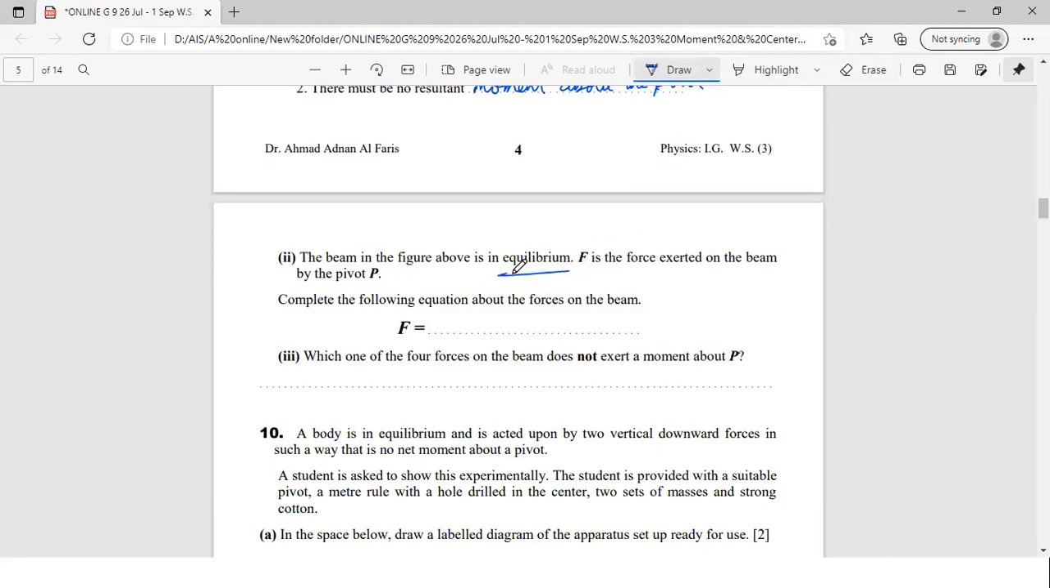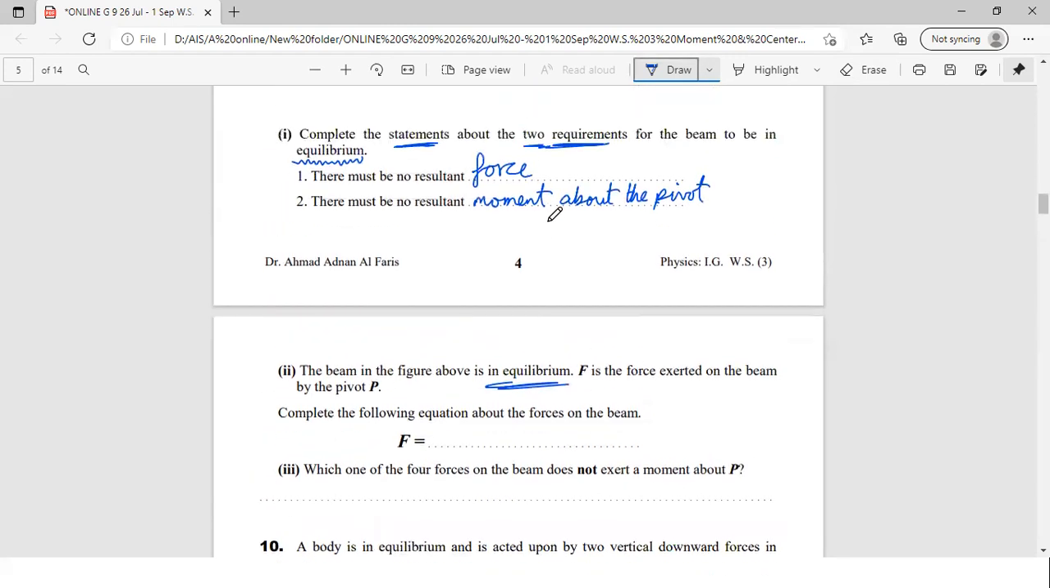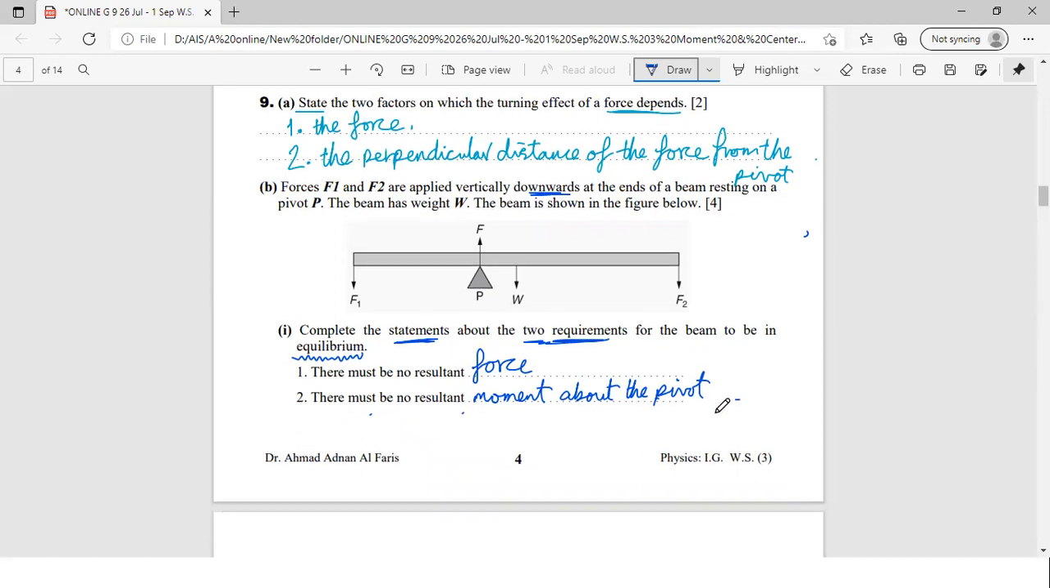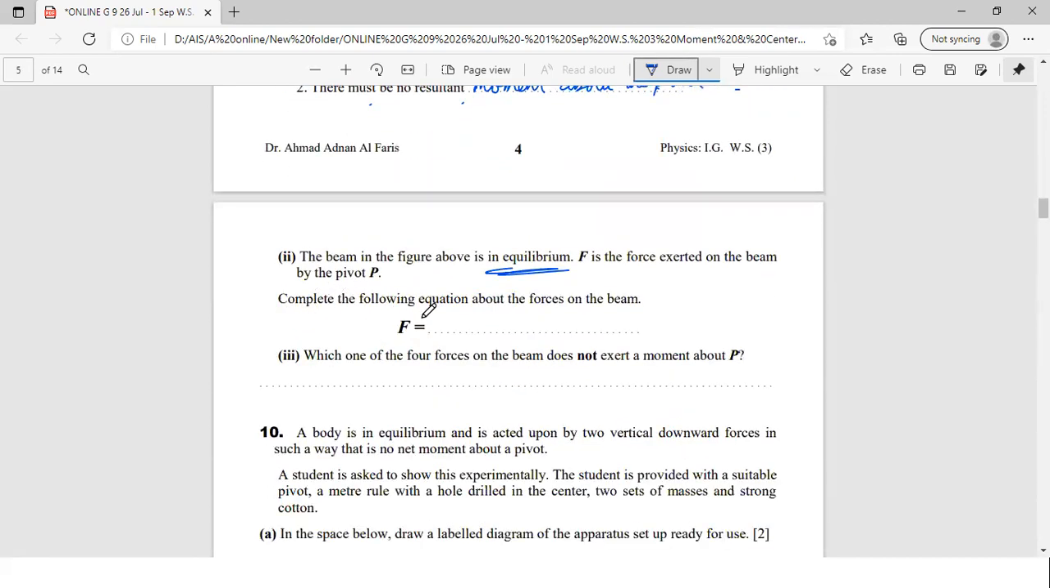طيب استفدنا ولا ما استفدنا انه يكون equilibrium؟ بس حكى لنا كلمة حلوة. F is the force exerted on the beam by the pivot P. Okay, في عندي force F from the pivot up وعندي الفورس F1 F2 والweight W. Okay, but for it to be stable the resultant moment needs to be 0. yes of course عشان هيك كتبنا there must be no resultant moment about the pivot. yes تمام.